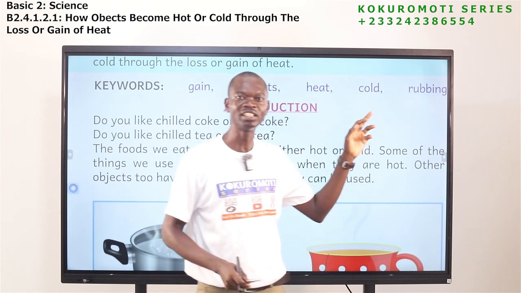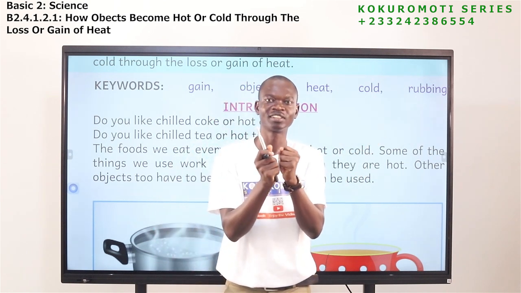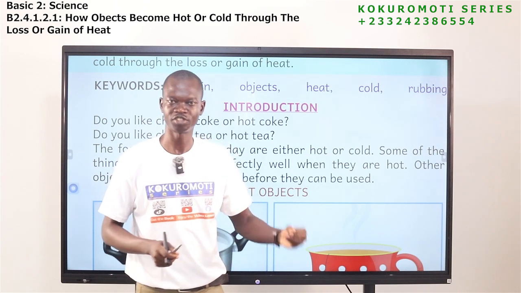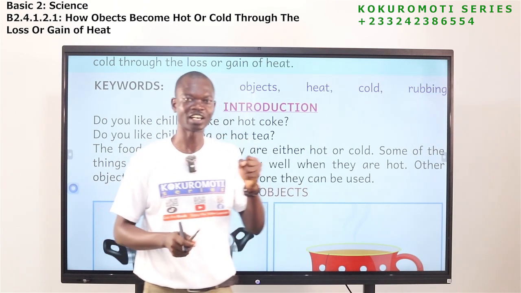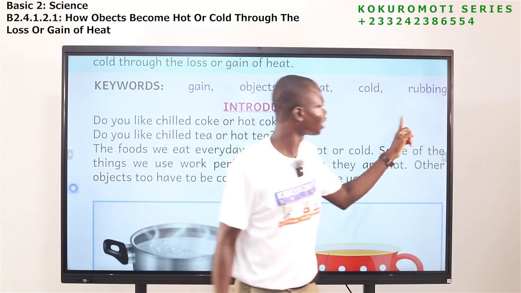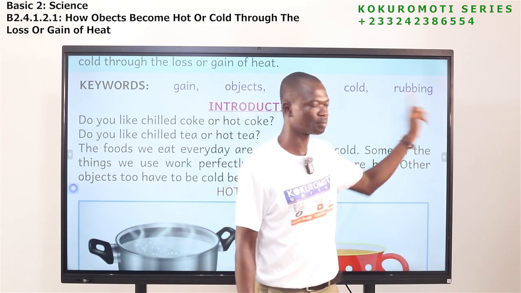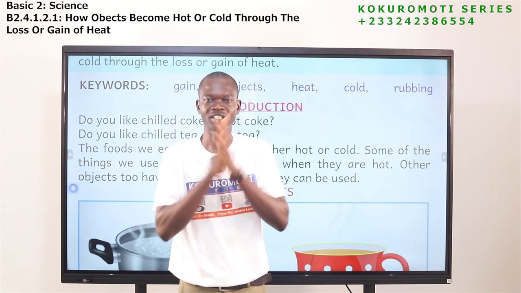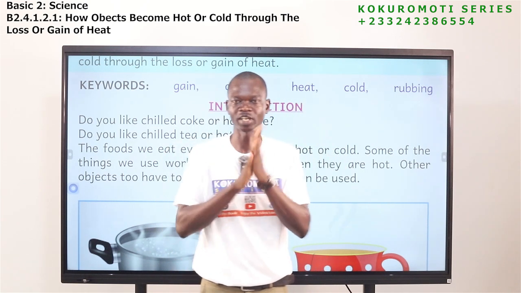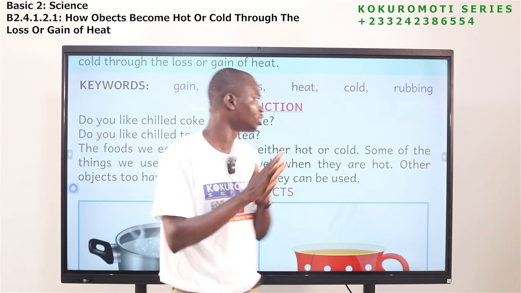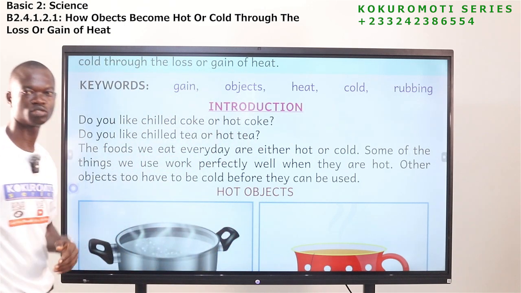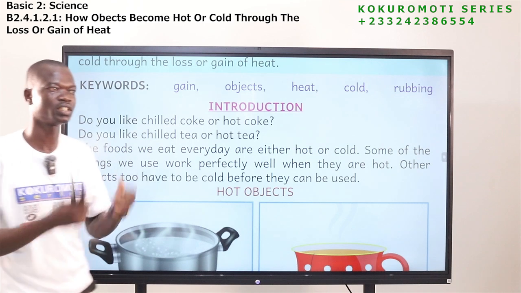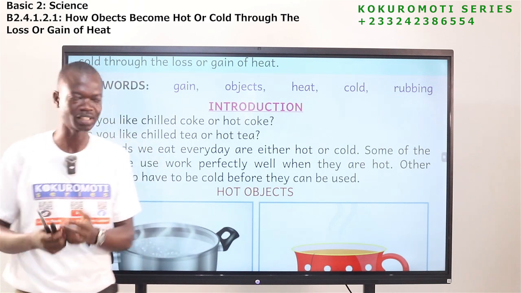Now let's move on. This is cold. If something is hot, the opposite of hot is cold. Like you put something in the fridge. If you touch it, you see that it becomes cold. Now we have this word, rub. Something like this. I'm rubbing my palm. So these are the words that we are going to see. Today's lesson, I've told you about cold things and hot things, how things are able to gain heat, how things are able to lose heat.